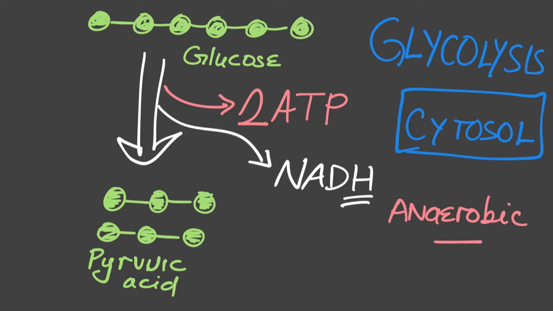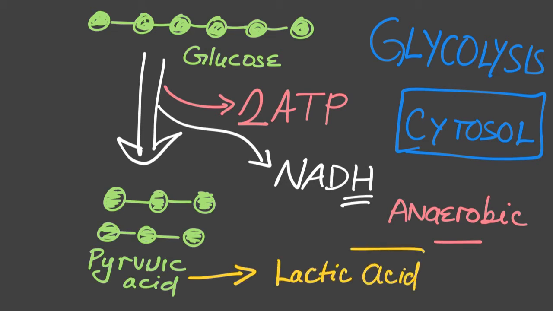In the absence of oxygen, the pyruvic acid can sometimes become lactic acid, which makes our muscles sore. This is what happens when we run up a flight of stairs and we feel that our muscles become sore. That is just glycolysis happening, giving us a small amount of ATP and the pyruvic acid turning into lactic acid.